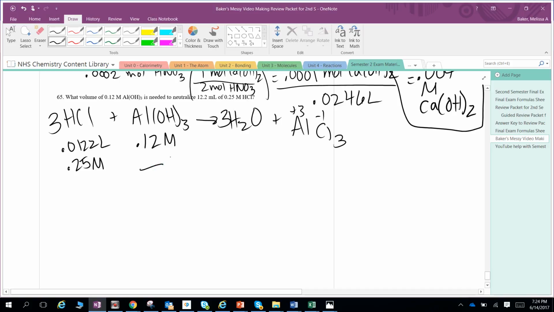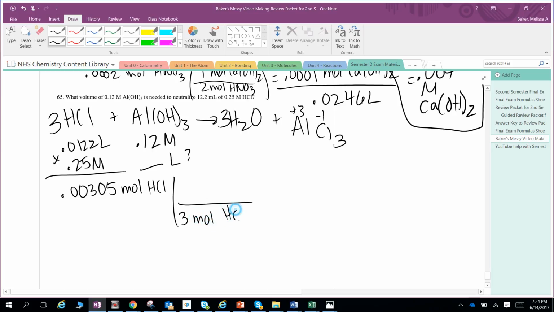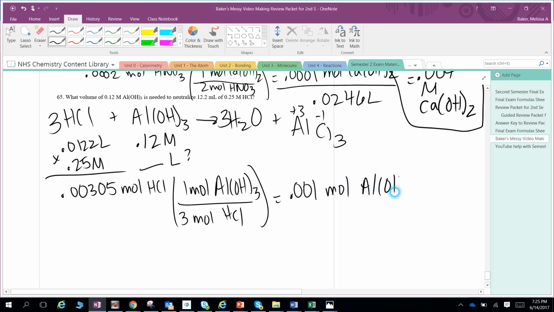And so this question, we want to know what volume is needed. It doesn't say if it wants it in milliliters or liters, so I guess we'll get to choose. Molarity times liters. We are trying to neutralize 0.00305 moles of my hydrochloric acid. Every 3 moles of hydrochloric acid only requires 1 mole of the aluminum hydroxide to neutralize. So that's 0.001 moles of aluminum hydroxide.